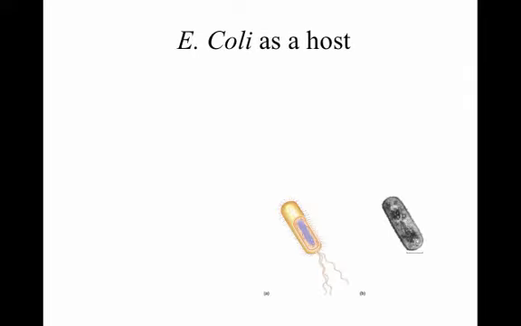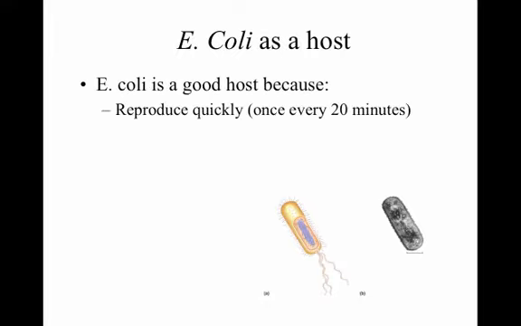Now, the last thing I want to talk about with this particular lecture is how do we pick the hosts we pick for genetic engineering? So in our lab, we're going to be using E. coli, very standard bacteria. And why do we pick it as a good host cell for genetic engineering? A couple reasons. It's a good host cell, number one, because in a lab scenario, you want to have fast results. And so E. coli actually reproduce really, really quickly. They reproduce once every 20 minutes.